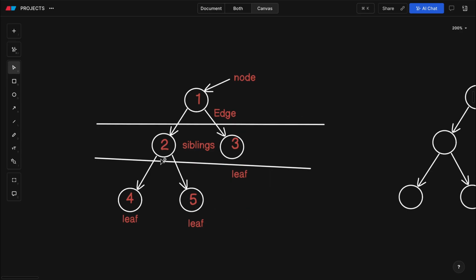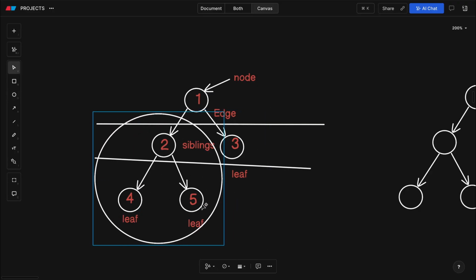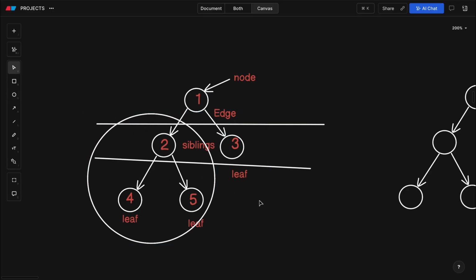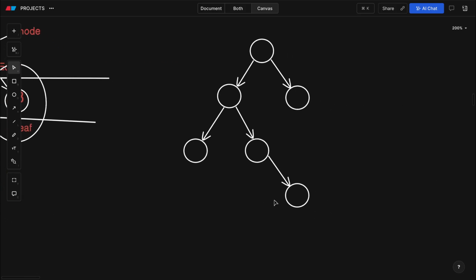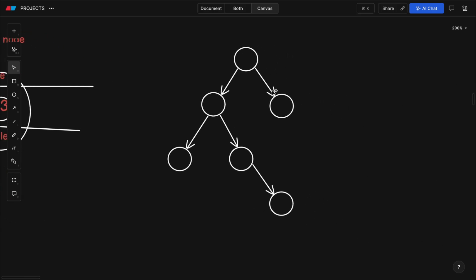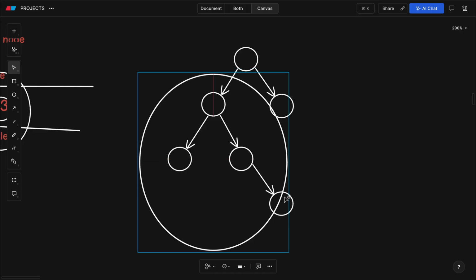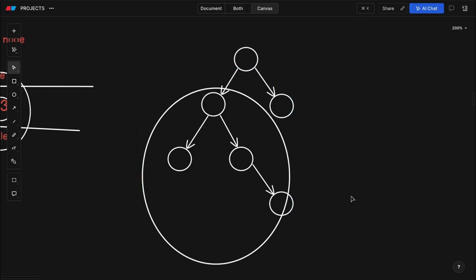Now what are the left subtree and right subtree? So here the root node is 1. For root node 1, the left subtree is 2, 4 and 5 and the right subtree is only 3. In this graph, the left subtree is these 3 elements and the right subtree is this 1 element.